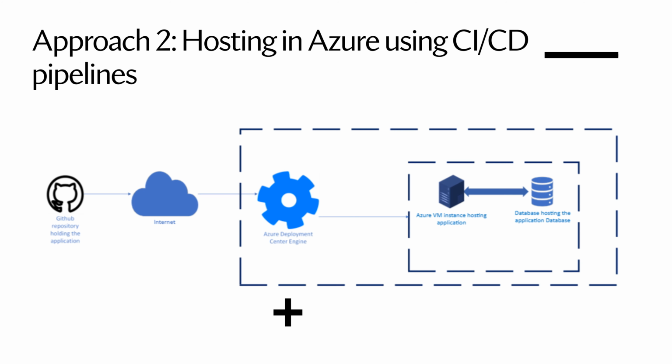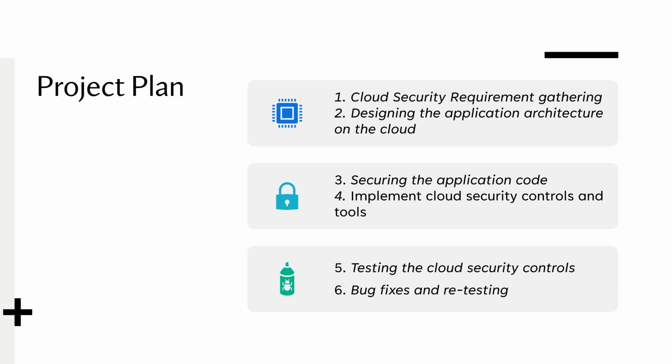Our project plan consists of 6 stages. First, we gathered all security requirements for the selected application, as well as selecting the appropriate cloud service provider. Second, we planned and designed the components required to host and run the application. Third, we secured the application code by implementing an additional layer of security control and secured the application and its database within the cloud environment. Fourth, we planned and implemented the appropriate security controls and cloud security tools.